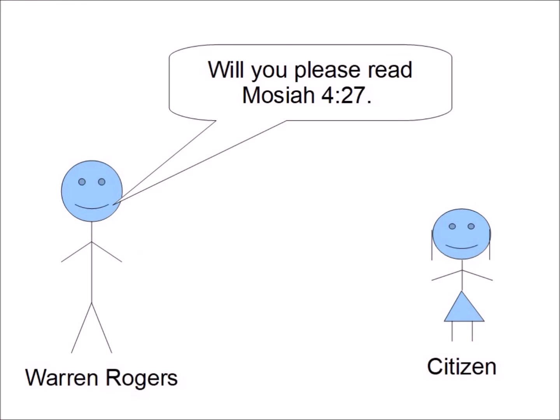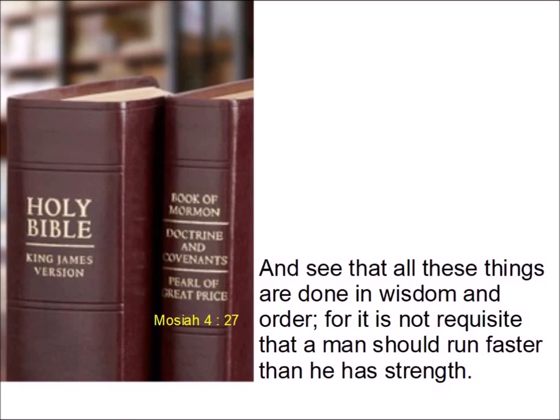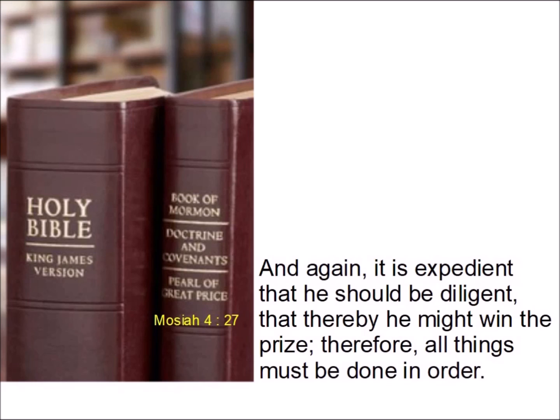Will you please read Mosiah 4:27? And see that all these things are done in wisdom and order, for it is not requisite that a man should run faster than he has strength. And again, it is expedient that he should be diligent, that thereby he might win the prize. Therefore all things must be done in order.